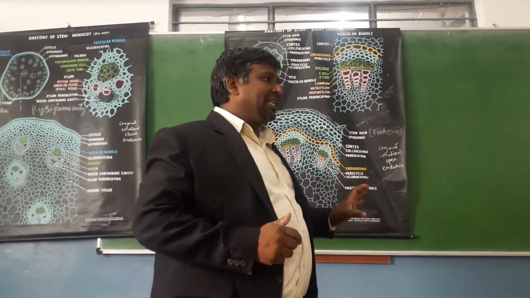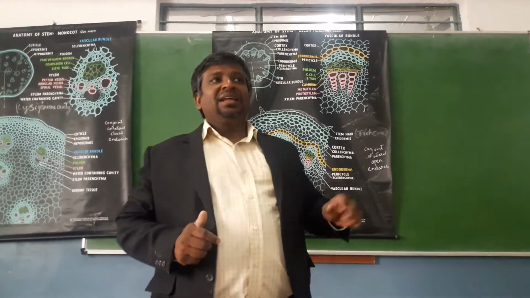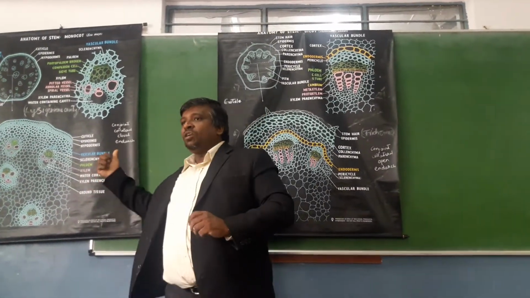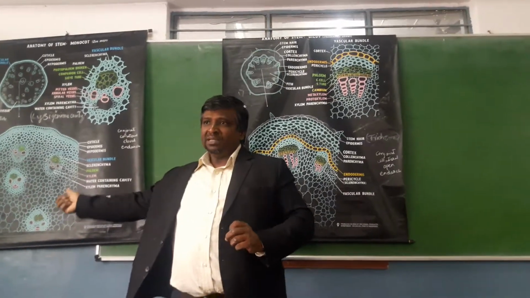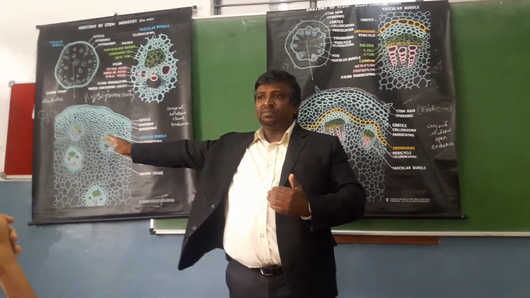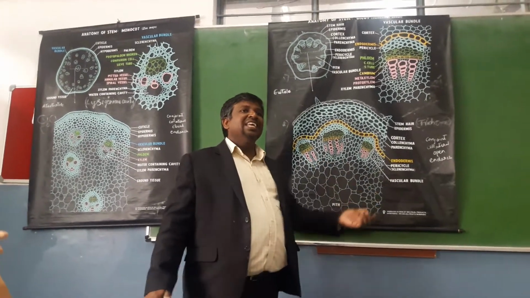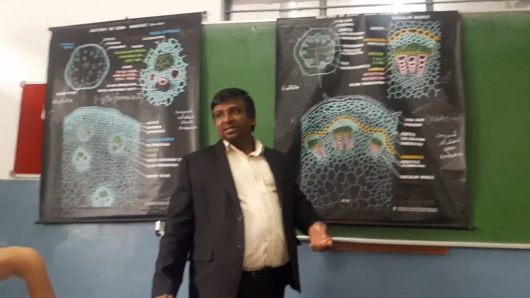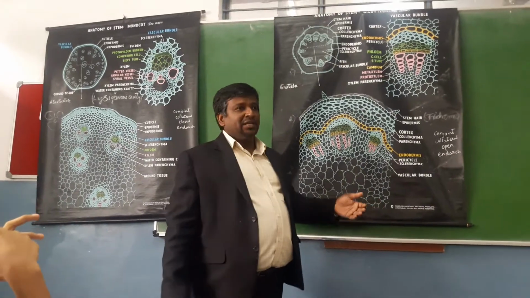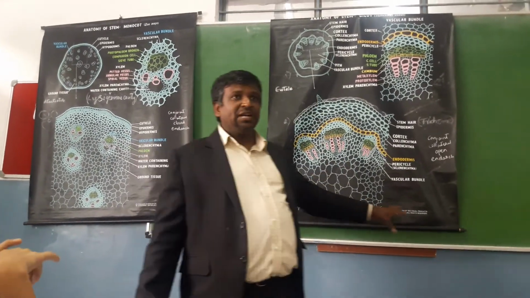So these are the things that you have to remember regarding the anatomy of the monocot stem in Zea mays, the maize plant, and the anatomy of the dicot stem in Helianthus annuus, sunflower. So remember these details. Have you understood it?